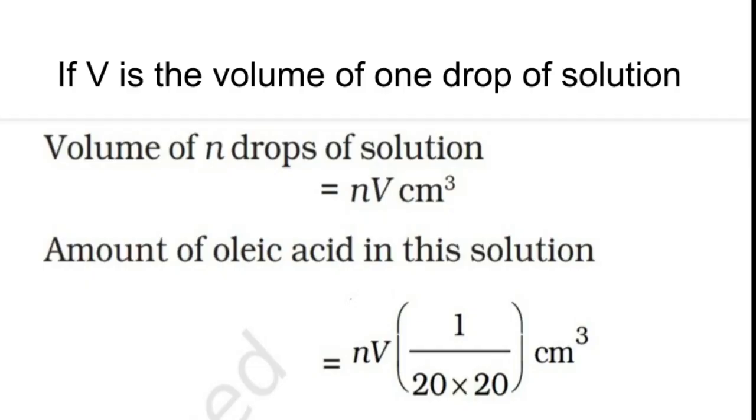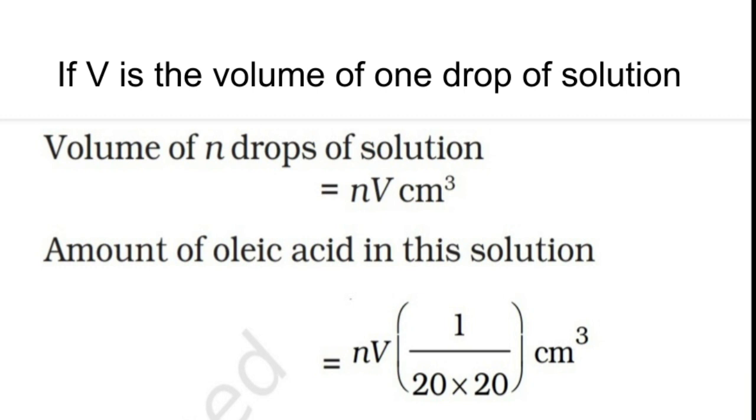Knowing the diameter, we can calculate its area using the simple equation pi r square, where r is the radius, which is half of the diameter which we measure. Knowing the area of circular patch formed and volume of oleic acid added, we can easily calculate the thickness of that thin film formed. Now, for the calculation, we are assuming that we have added n drops of solution of oleic acid and alcohol to water.